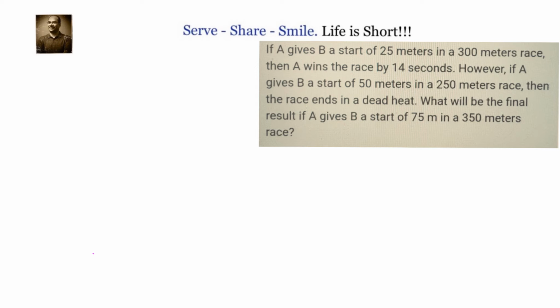Now first we have to understand what is the meaning of this concept of start of 25 meters. The meaning of that is if A and B are participating in a race, if A gives B a start of 25 meters, then B will run for only 275 meters, 300 minus 25, whereas A will run for 300 meters. If I am giving you a start of 25 meters, that means you will run 25 meters less than what is the designated race distance.